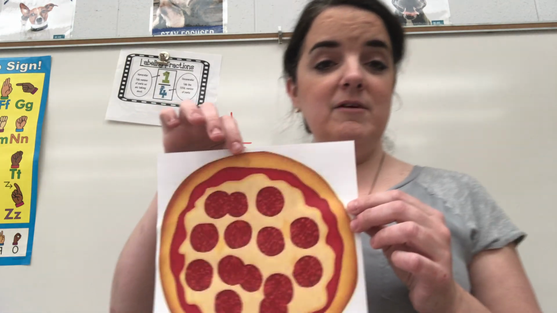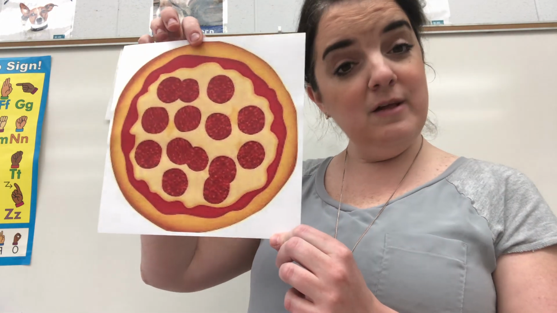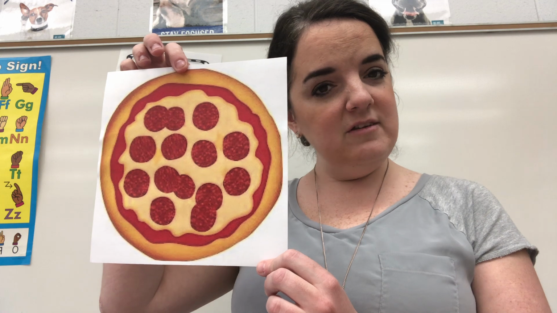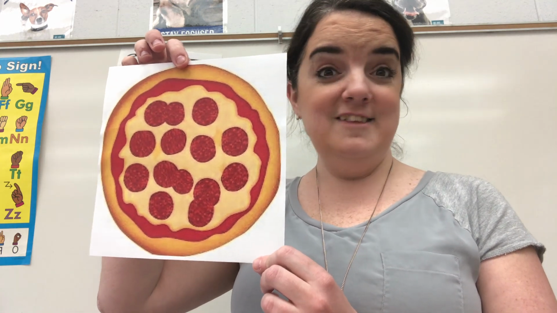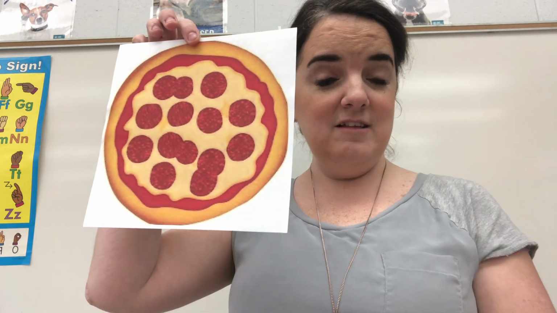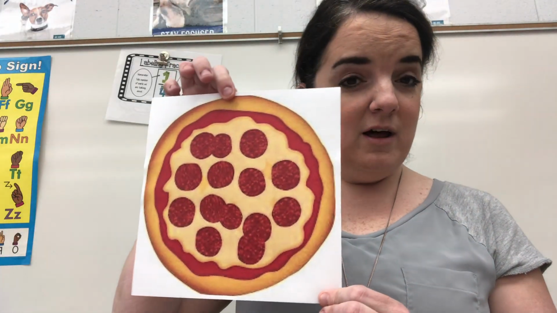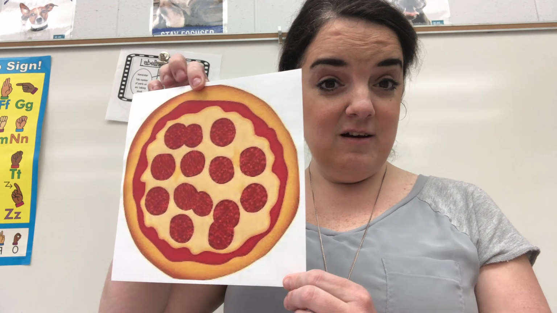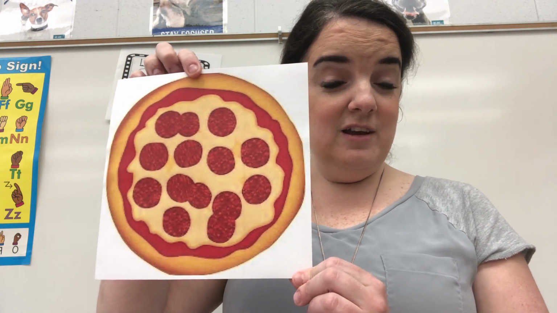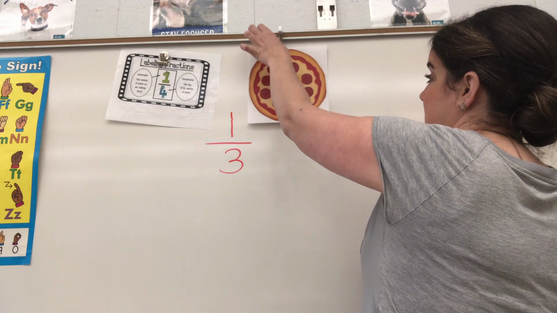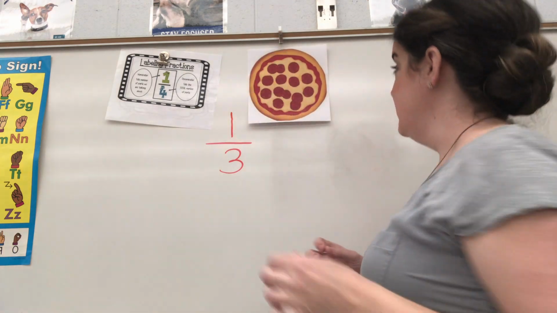I have a picture of the pizza here. Now, let me ask you this. Is this pizza cut into any pieces? Yes or no? No, it's not. You don't see any lines, nothing. If I move it closer to the camera, it's just one whole pizza. So this fraction is just one whole. So one whole pizza. I'm going to put that up there.